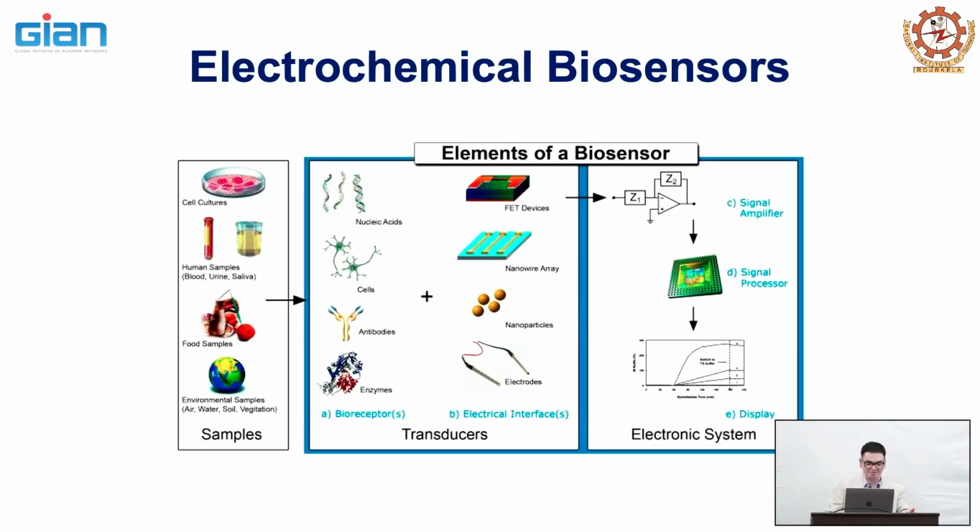As part of this, what we saw is that you can have different types of samples where you can use your electrochemical biosensors. You can have cell culture samples, human samples such as blood, urine and saliva, food samples, or environmental samples. Then you have your biosensor right in the middle, which would have your transducers, your bioreceptors, and your electrical interfaces. In terms of bioreceptors, we could have different types. We'll cover them in a little more detail in the following slides.